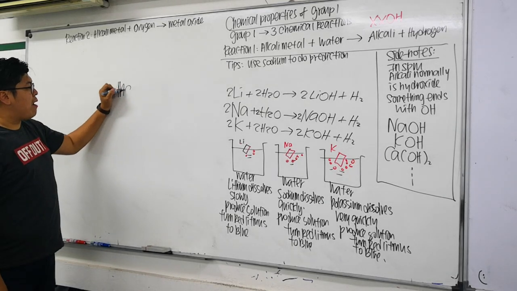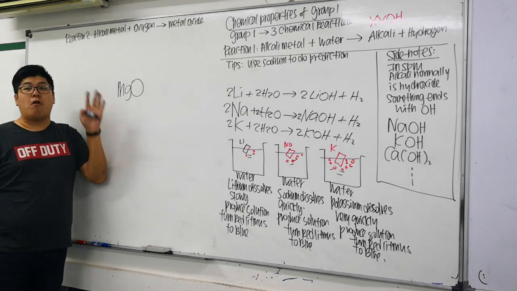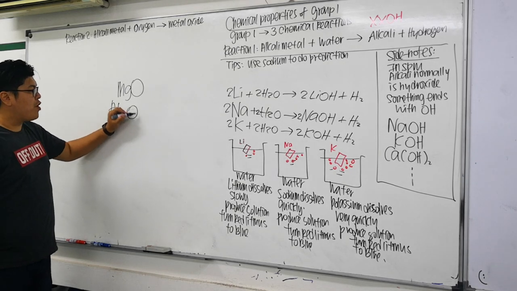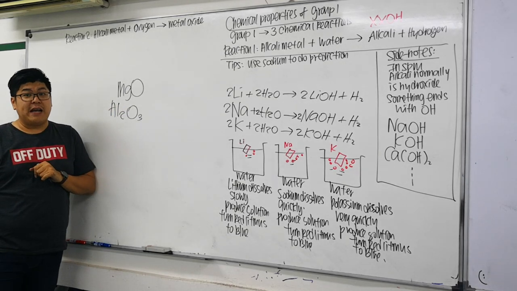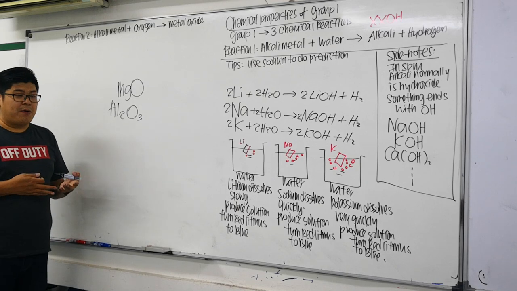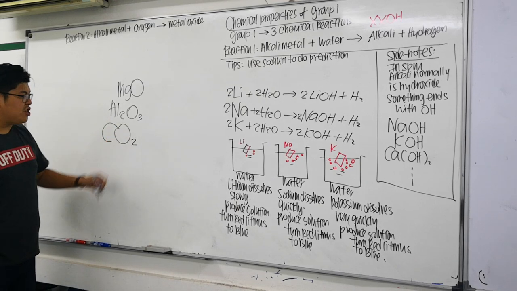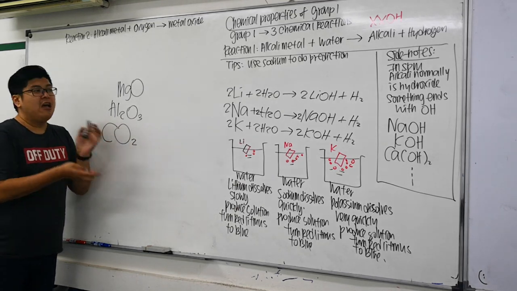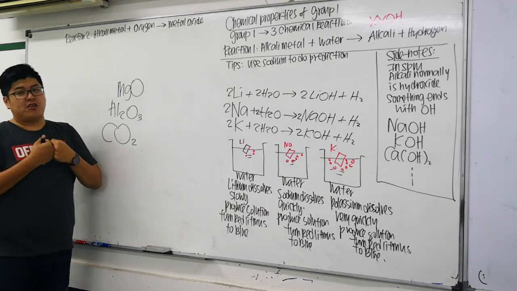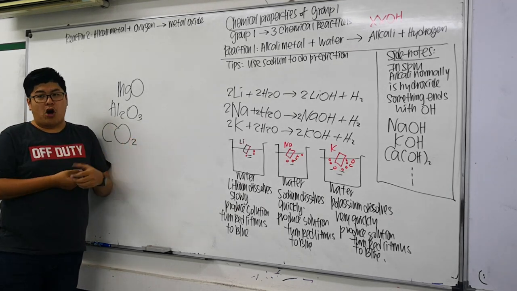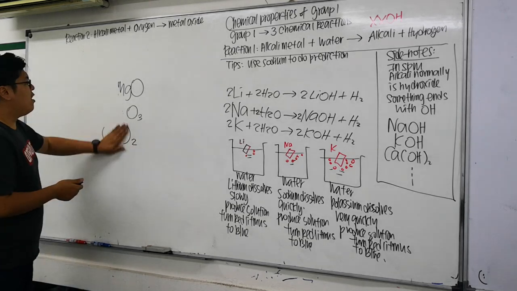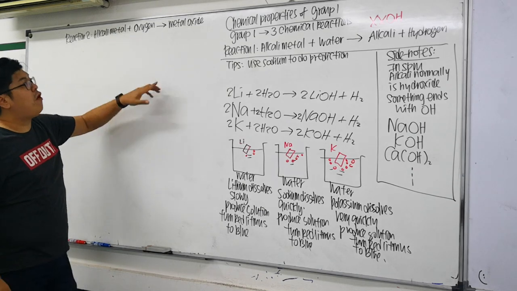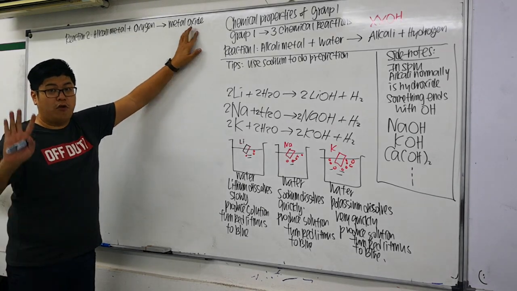For example, magnesium merges with oxygen and we call it magnesium oxide. Aluminium merges with oxygen and we call it aluminium oxide. When carbon merges with two oxygens, you call it carbon dioxide. Whenever a substance merges with oxygen, the new compound is called an oxide. Now, an alkali metal is a metal. When it merges with oxygen, it forms a metal oxide.